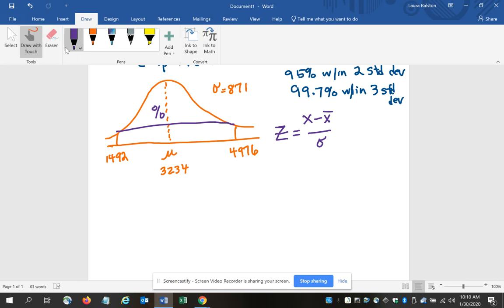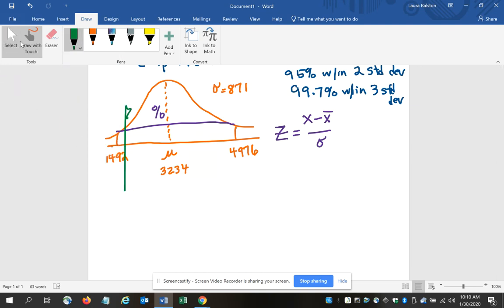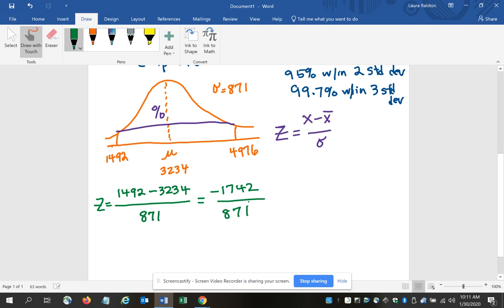So if I calculate the z-score, or the number of standard deviations the value is from the mean, I would have z equals 1492 minus 3234 all over the standard deviation of 871. Now, you want to do the subtraction in the numerator first. That could be one of your issues. 1492 minus 3234 gives me negative 1742 over 871. Then I perform the division, and that gives me a value of negative 2. So I know that 1492 is negative 2 standard deviations below the mean.